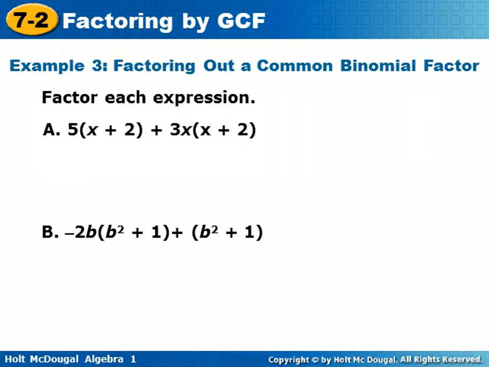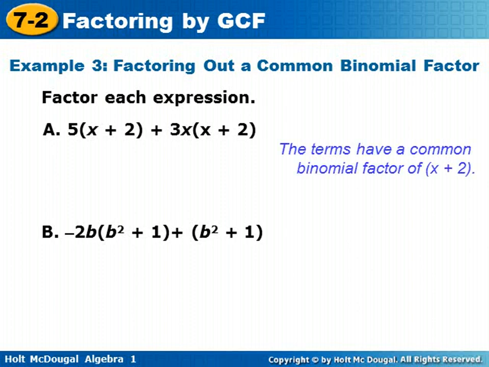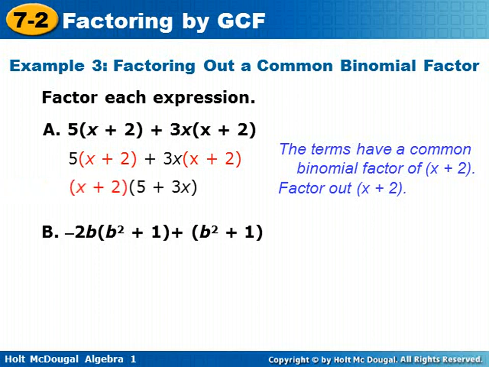So for example, if we had, for A, 5 times (x plus 2) plus 3x times (x plus 2), they both have the common binomial factor of x plus 2. So we can factor out x plus 2 to the outside of the parentheses, leaving us with 5 plus 3x inside the parentheses.